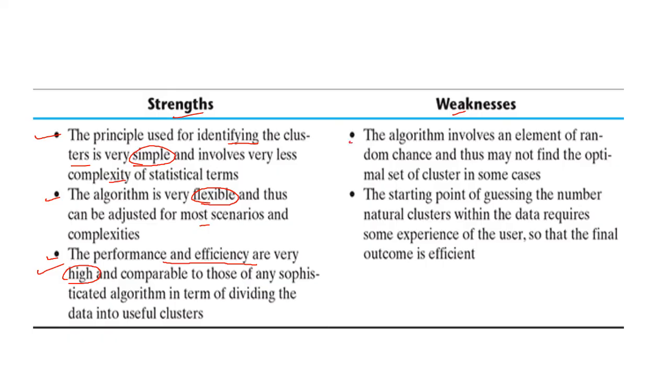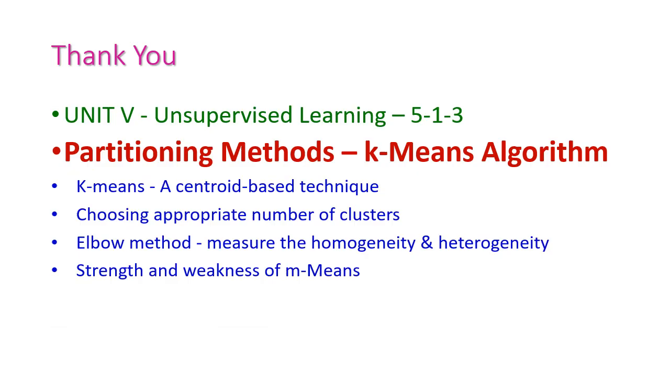When it comes to weakness, it involves an element of random chance in selecting the clusters, and for the starting point, guessing the number of natural clusters requires some experience. That is, only experienced people can identify the number of clusters naturally, so that we will get an efficient outcome. Otherwise, the outcome will fail.